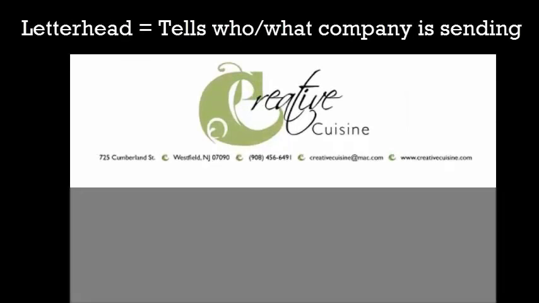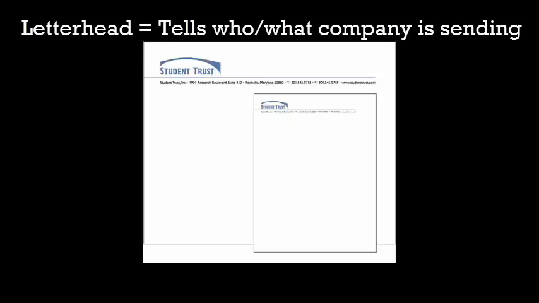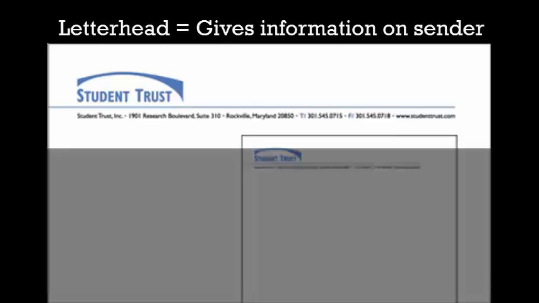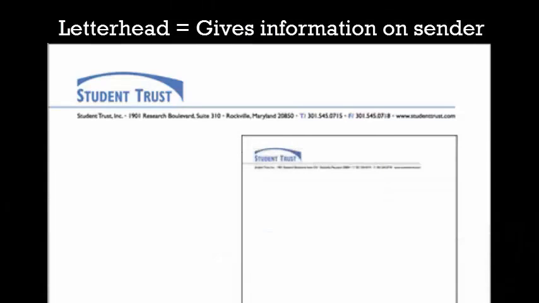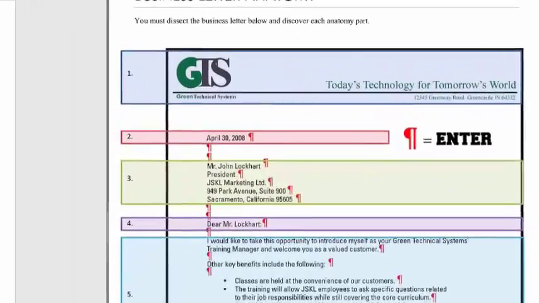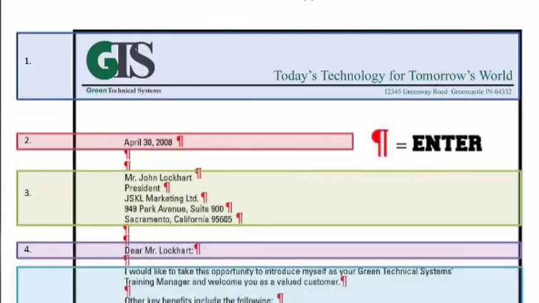And the letterhead of a business letter is going to identify who the sender is or the company that's writing the letter. And it's going to give us information about that sender or that company. So for example, if we look back at our business letter anatomy, this company's letterhead is right here. It was this box number 1. And we can see that they are Green Technical Systems. And then on the right, it gives us some more information about the company.